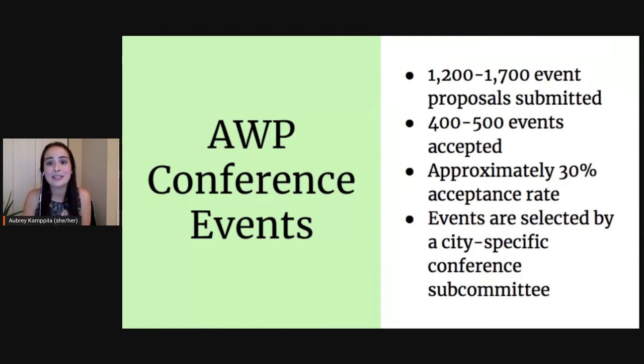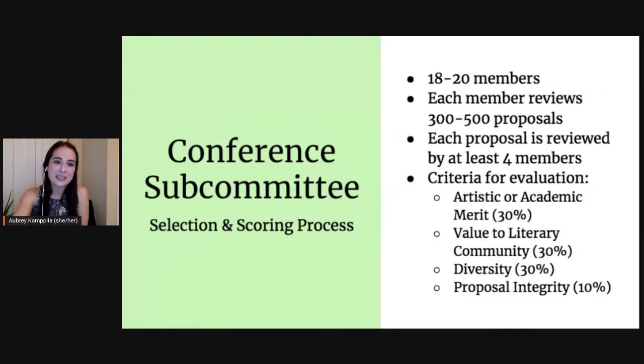All of the events are selected by a city-specific conference subcommittee that's put together specifically for that upcoming conference. So a little bit more information on the conference subcommittee. Each committee is made up of 18 to 20 members, only 2 or 3 of which are AWP board members for some consistency from year to year. All other members of the subcommittee are people who represent AWP's membership in various constituencies. Each member reviews about 300 to 500 proposals, and every single proposal is reviewed by at least 4 subcommittee members.